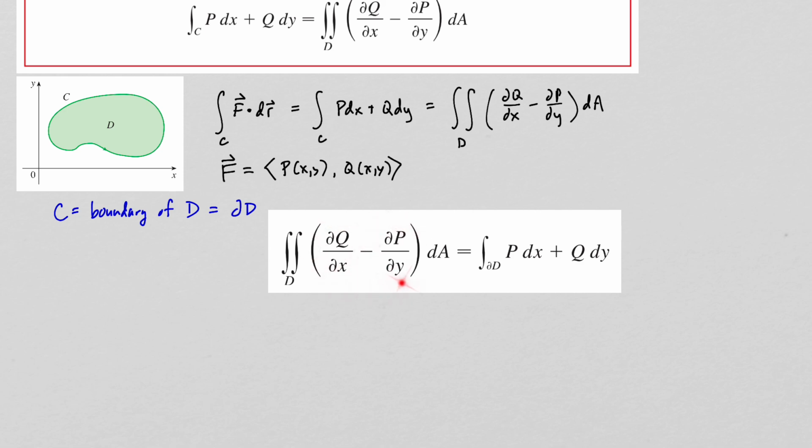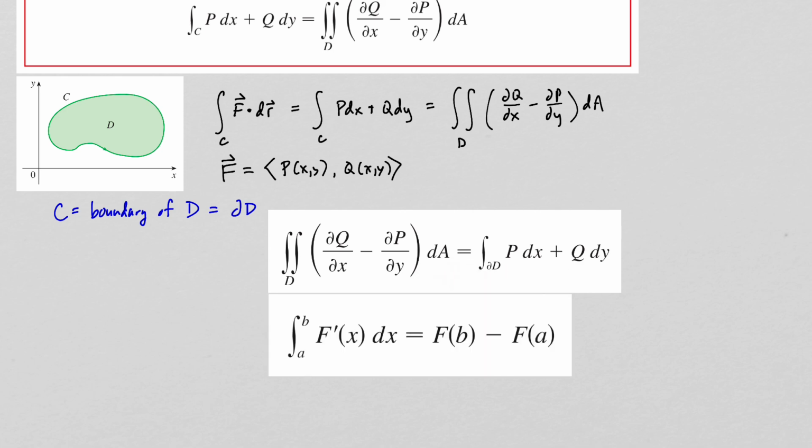This is very similar to the fundamental theorem of calculus. So if you recall, the fundamental theorem of calculus says if you take the integral of the derivative of some function on the interval from a to b, this is equal to the antiderivative of that function evaluated at b minus the antiderivative of that function evaluated at a. The important thing to realize is on the left-hand side we have the derivative of that function, and on the right-hand side we just have that function.